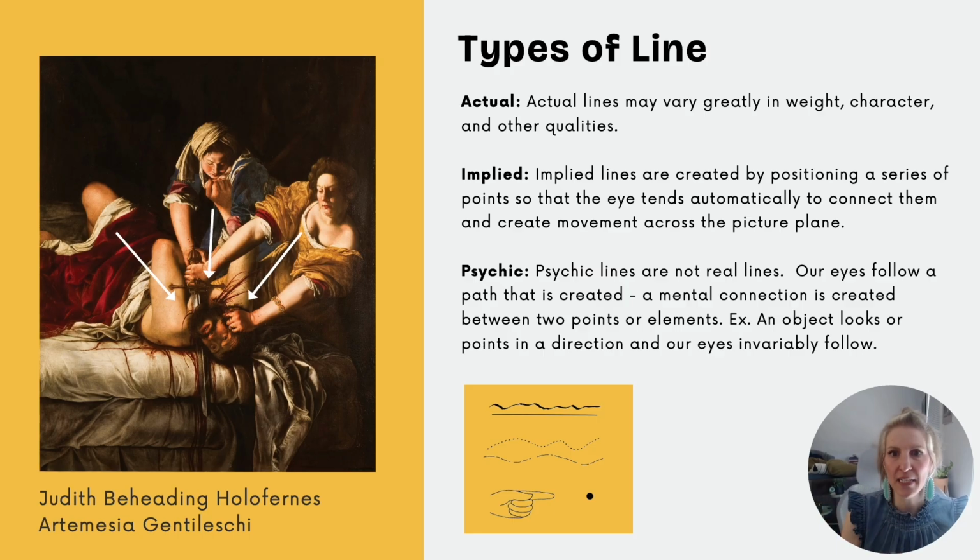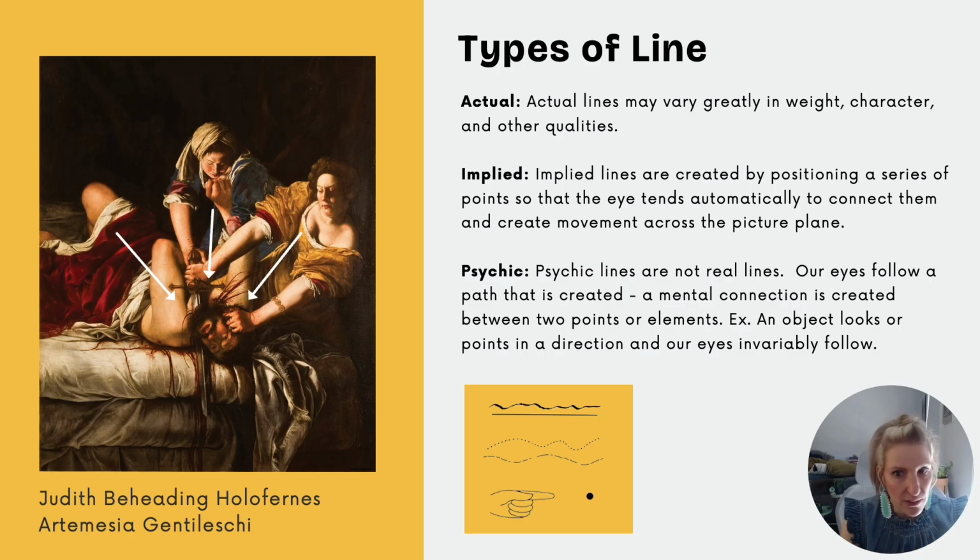Implied lines are created by positioning a series of points so that the eye tends to automatically connect them and create movement across the picture plane. Sometimes these are also referred to as broken lines. Your eye will automatically create that enclosure of space and interpret that as a line, like those center dotted and broken lines. And then there's psychic lines.